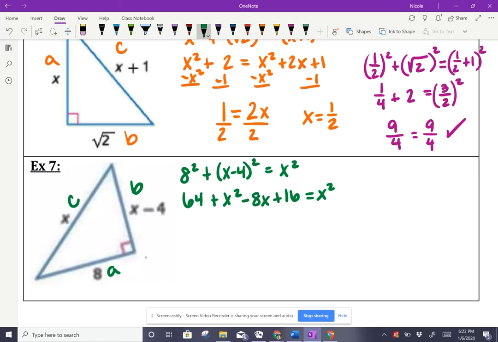And then again, we're going to shift things over. I'm going to combine like terms. 16 plus 64 is 80 equals 8x. So x has to be equal to 10. And again, if you want to plug that back in and double check, you're more than welcome to. If you do, you get side lengths of 8, 6, and 10, which is 3, 4, and 5 times 2, which is a Pythagorean triple. So you're all set.